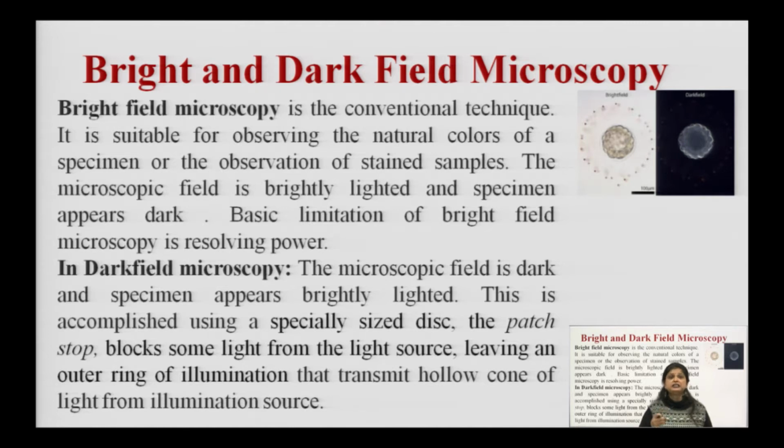For that we need staining reagents. We need to add some dyes, some reagents, so that they can color the cells, and colored cells we can easily observe with the help of bright field microscopes. So, bright field microscopy is a conventional technique. It is suitable for observing the natural colors of the specimen. Colored specimens we can see, but if they are transparent and we want to observe those cells, we have to stain them. Those samples must be stained. The microscopic field is brightly lighted and the specimen appears dark.